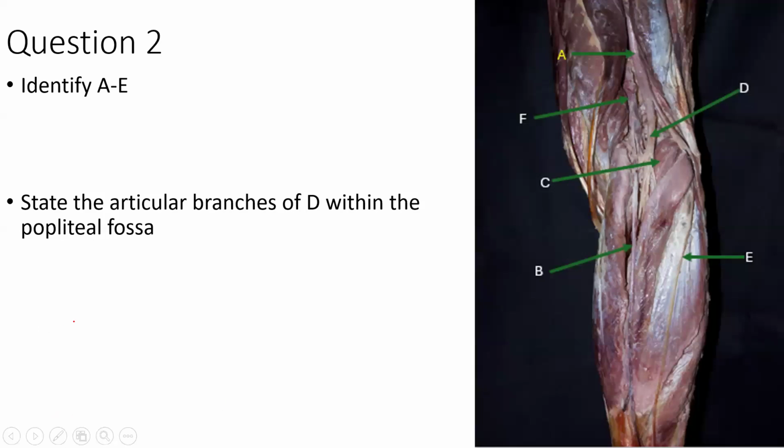Okay, I think we have named, okay, F, what is F now? What's F? Very good. That's your popliteal vein. Popliteal vein, very good. Wonderful. So I think we have named all. So what are the articular branches of D? So what branches does the tibial nerve give within the popliteal fossa?